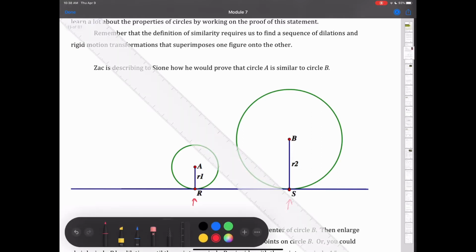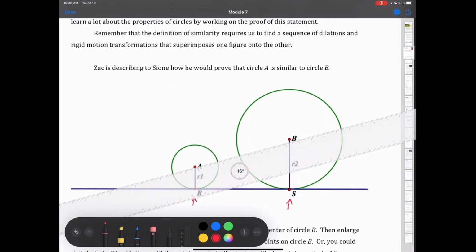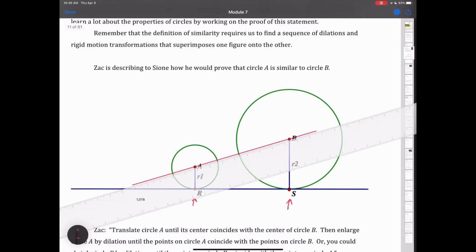Now let's go ahead and find two other corresponding parts, like the centers, B and A. And we'll go ahead and draw a line between those two, like this. Now that means where these two lines, AB and RS, intersect, that is the center of dilation. So the center of dilation is right about there.